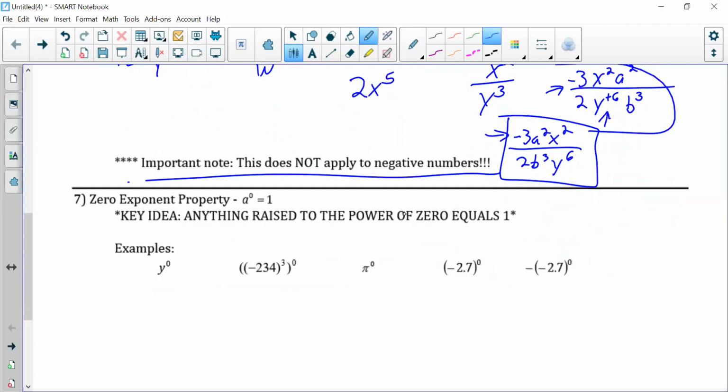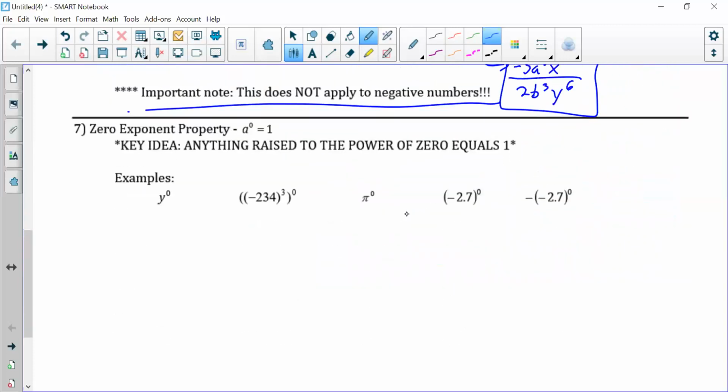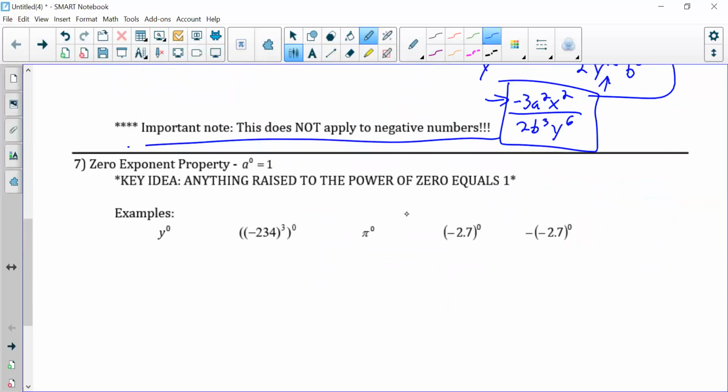All right, next, the zero exponent property. The zero exponent property says that anything raised to the power of 0 equals 1. So that means a to the 0 equals 1. Y to the 0 equals 1. -234 to the third power to the 0 power equals 1. Pi to the 0 power is 1. -2.7 to the 0 power is 1.